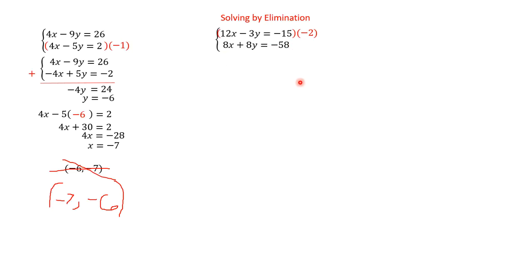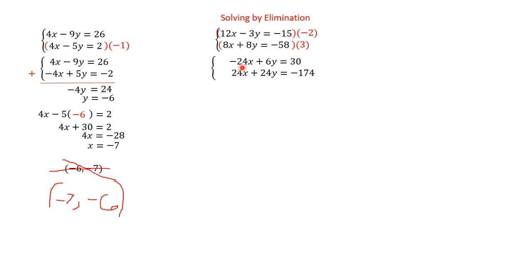So let's multiply the top by -2 and the bottom by 3. So when we distribute the -2, that'll give us -24x plus 6y equals 30. And we distribute the 3, that gives us 24x plus 24y equals -174.